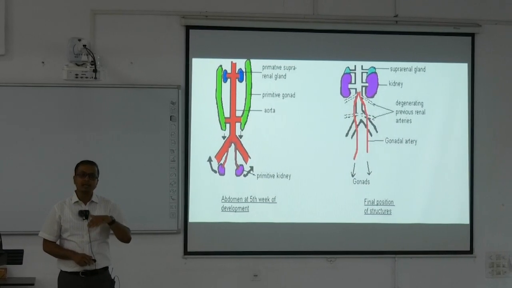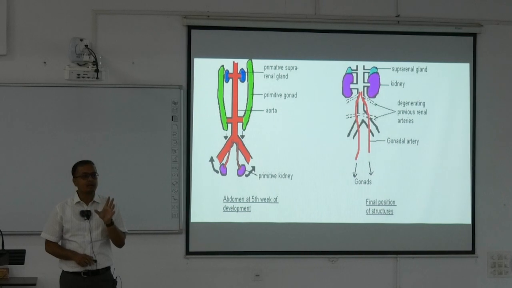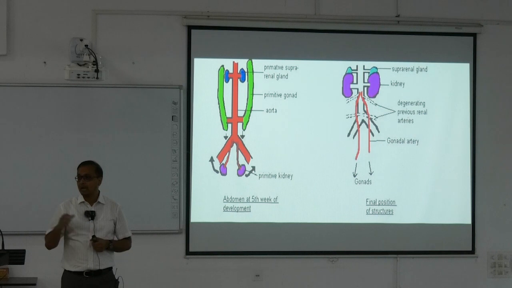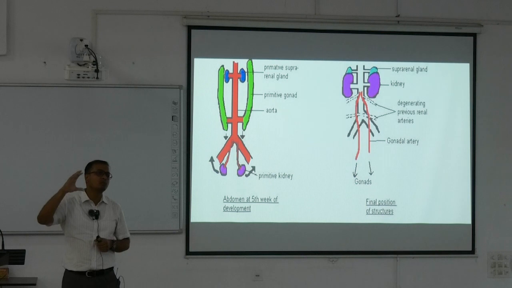As the kidney moves up, there are some factors which trigger it to move up. So what are the factors which let the kidney move up? The first factor which helps the kidney move up from the bottom is that the lumbar region and the sacral region of the embryo grow differentially, growing more.